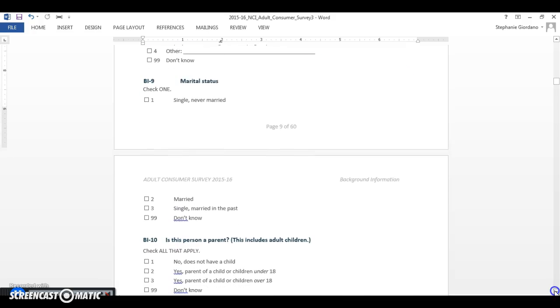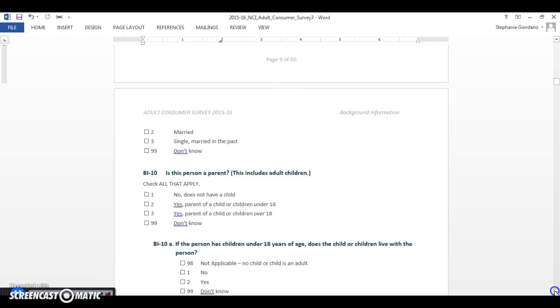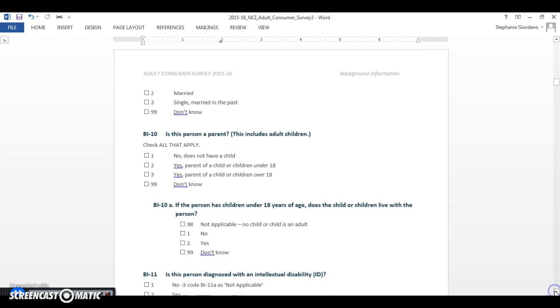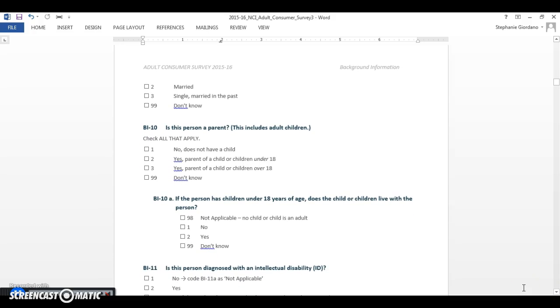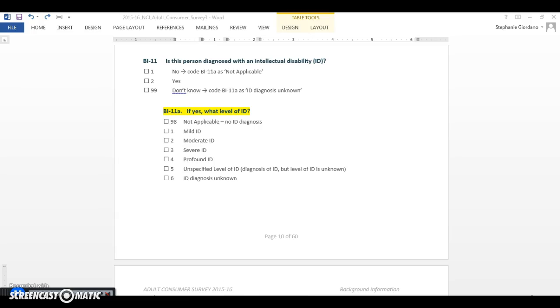We ask the person's marital status, and then we have a couple of questions new this year about parenthood. We ask whether the person is a parent, and that includes a parent to adult children. And if the person has a child under 18 years old, whether that child lives with the person. The next several questions have remained largely unchanged. We ask whether the person has been diagnosed with an intellectual disability, and if so, what level of ID.